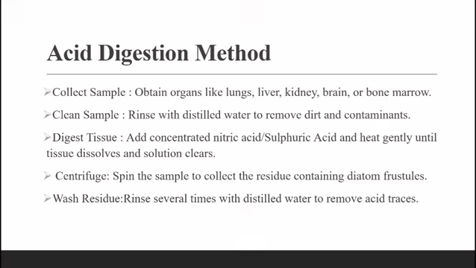The third step is tissue digestion. In this step, we will add concentrated nitric acid or sulfuric acid and heat the sample gently until the tissue gets dissolved and we get a clear solution. After we get the clear solution, the fourth step is to centrifuge it. We have to spin the sample to collect the residues of diatom frustules, which will help us identify the type of diatom present.